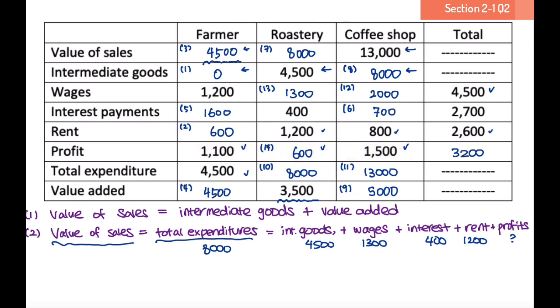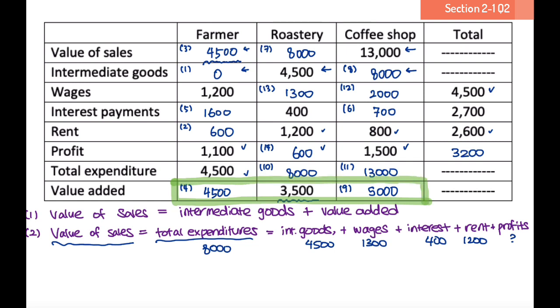We can also check our math by seeing if our three methods of calculating the GDP give us the same result. First method of calculating the GDP is looking at the sum of all the value added in this economy, which is going to be the value added created by the farmer, roastery, and the coffee shop.